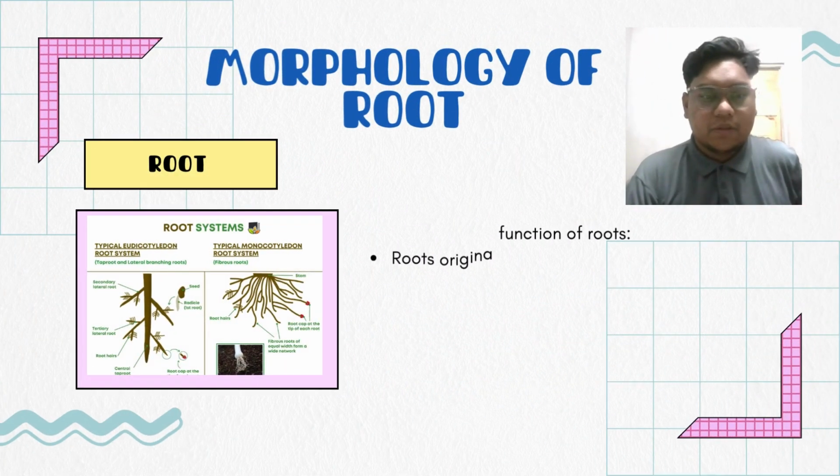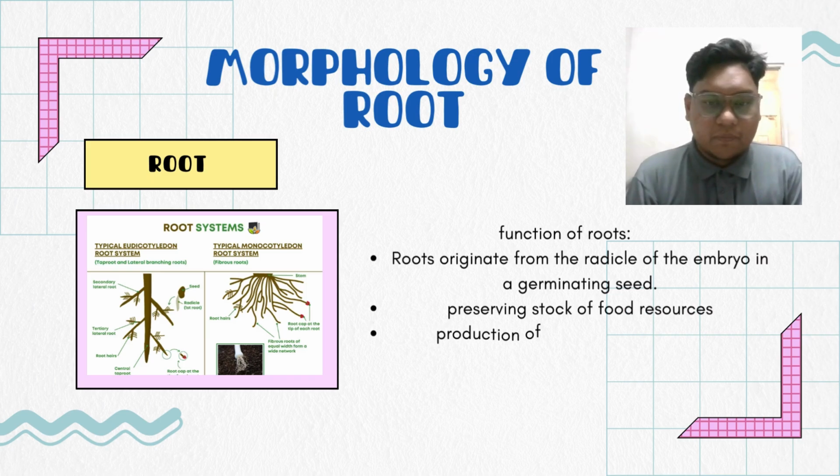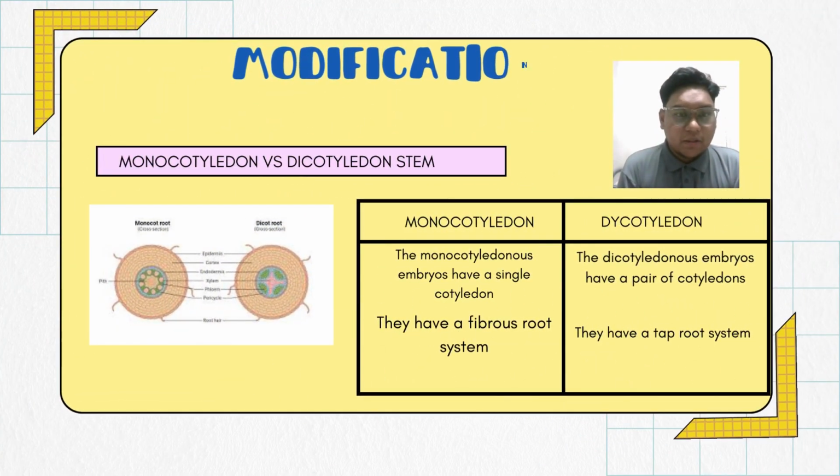Function of roots. Roots originate from the radicle of the embryo in the germinating seed, preserving stock of food resources, and production of plant growth hormones. Modification of root.